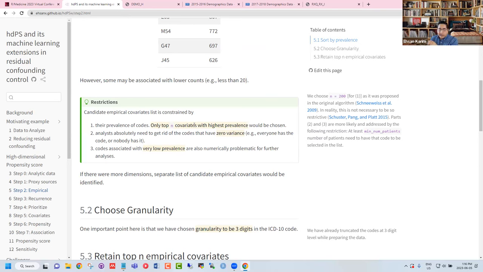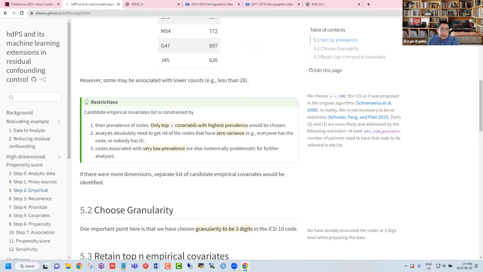The other problem that can happen is that you have an ICD code that is non-existent. Maybe in the original data you had that code, but in the subset of the data, you do not have any person who is associated with that particular code, and that will create all zeros in that data, right? That is the case of zero variance, and that would obviously create problems in fitting your regression. So you do not want that.